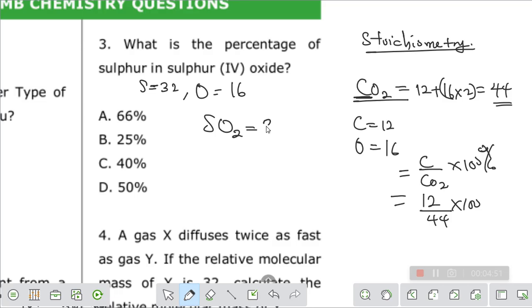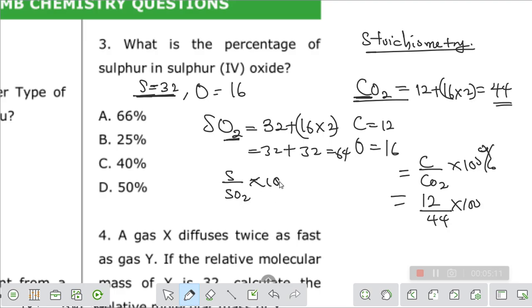So you now find the molar mass of sulfur oxide. That would be 32 plus 16 times 2 like that. Oxygen, that is subscript, so you have 2. So we have 64 like that. Now they ask us to find the percentage of sulfur. So that will be molar mass of sulfur over mass of SO2, then you multiply it by 100%. So you have 32 over 64 times 100%. So at the end of the day, you are going to have 50%.